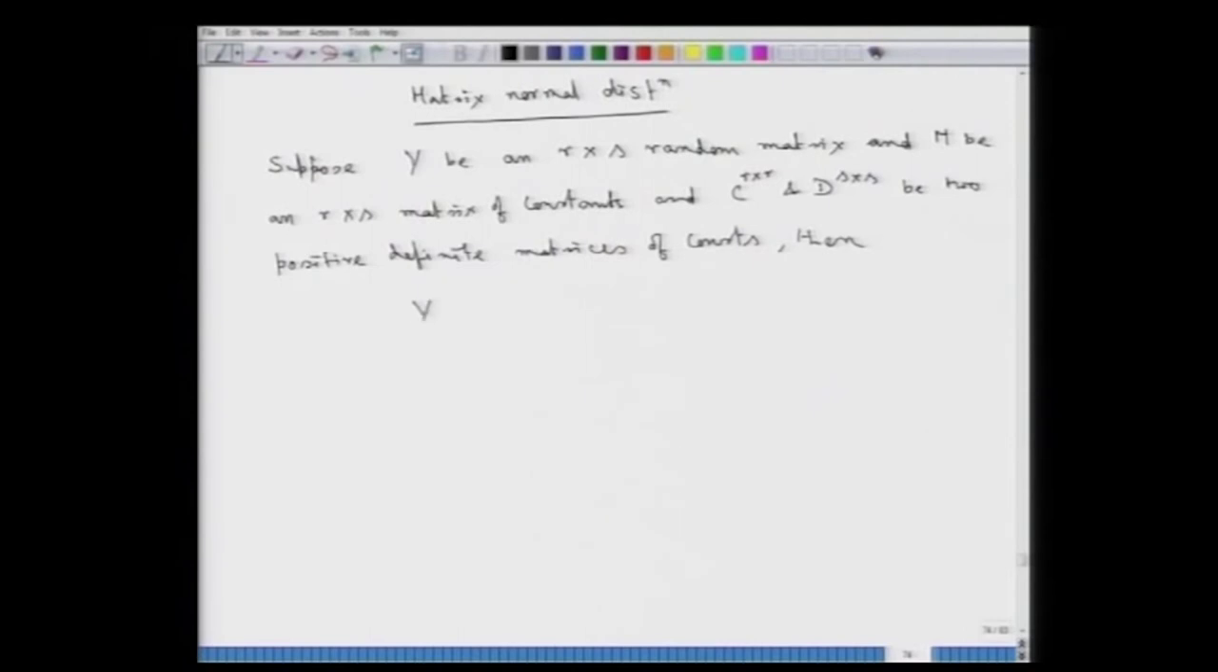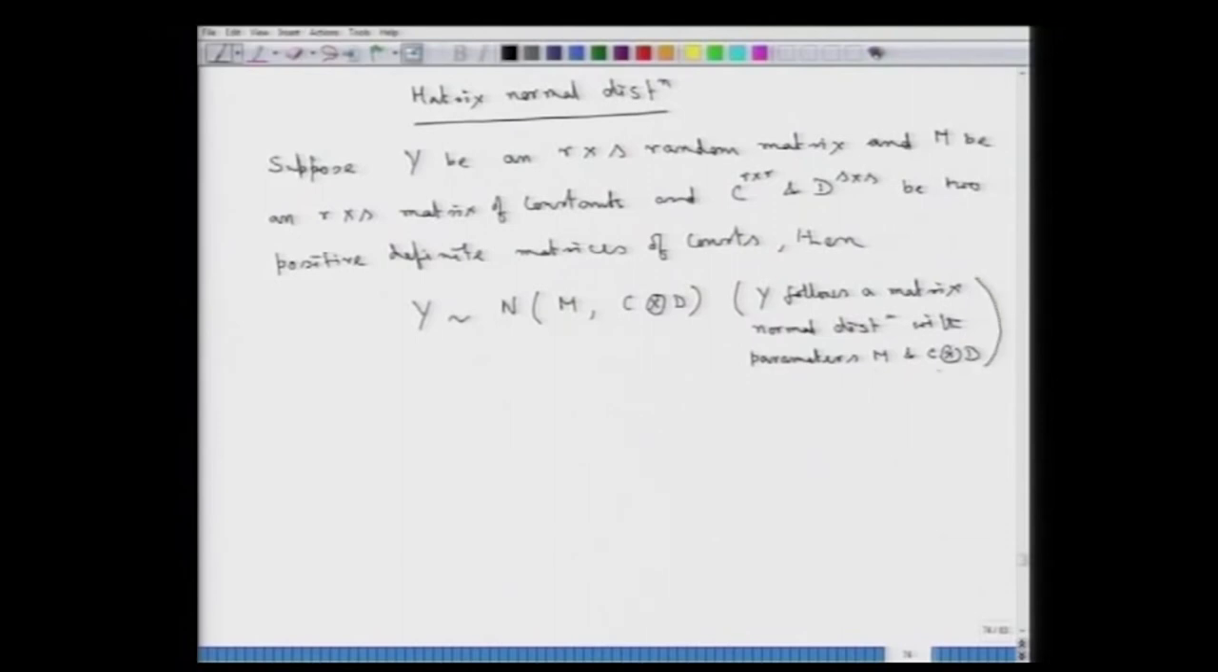Under such a setup, this random matrix is said to have a matrix normal distribution. I just write it as N, but this should be read as a matrix normal, because this Y is a matrix, an R by S matrix. So, it is a random matrix, and hence we have this being defined as N of M, this is that matrix, and C Kronecker product D, if, so I will just write it in bracket how we read it, Y follows a matrix normal distribution with parameters M and C Kronecker product D. We will know what these parameters actually represent for the case of this matrix normal distribution.